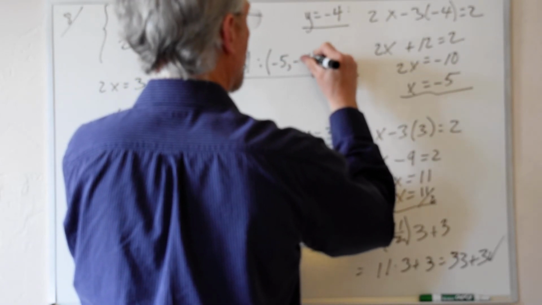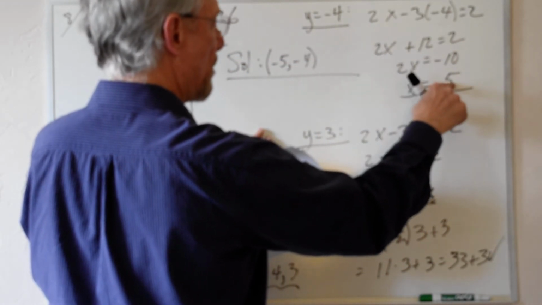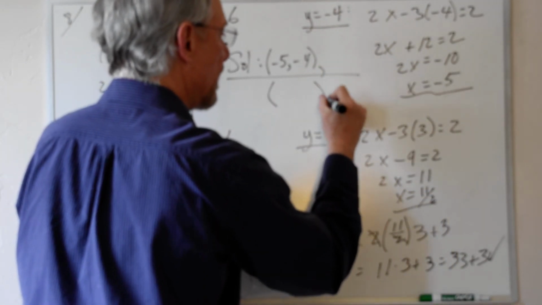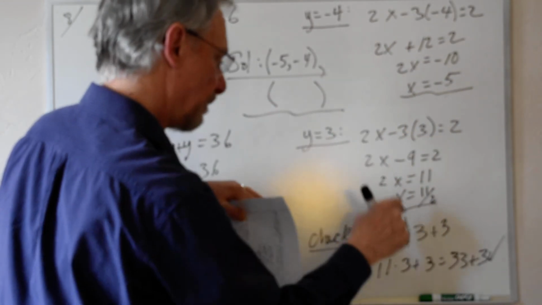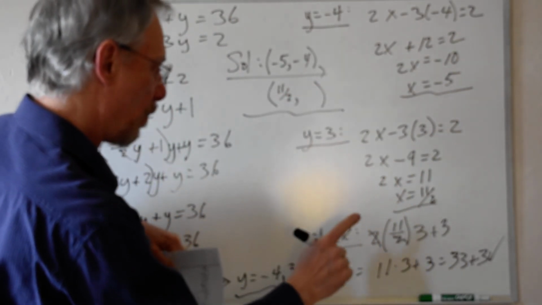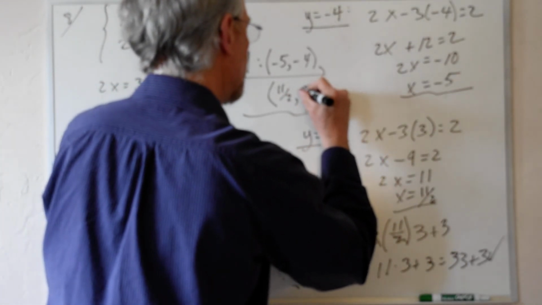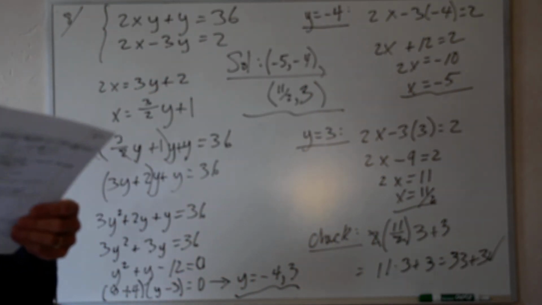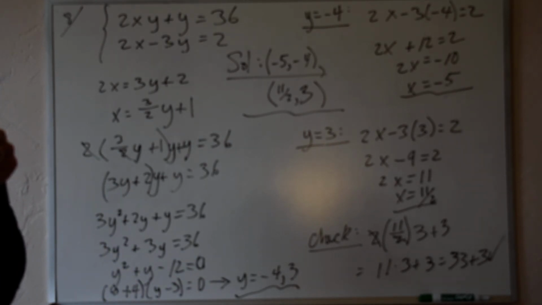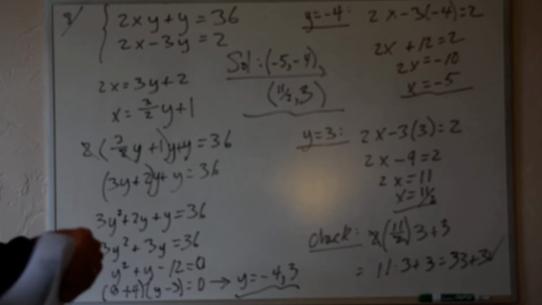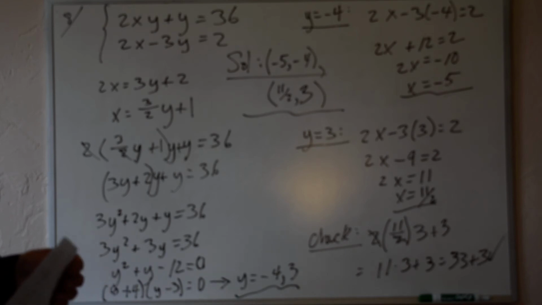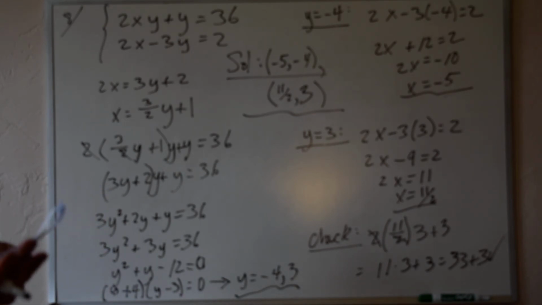-5, -4, right? That's this combination. And then, I guess I'll have to go down here. X is 11 halves. Y is 3. All right, and there is your solution to problem number 8. And of course, you can always solve it graphically. You could just graph these functions on your device and so you can get the points of intersection, however you like to do it.